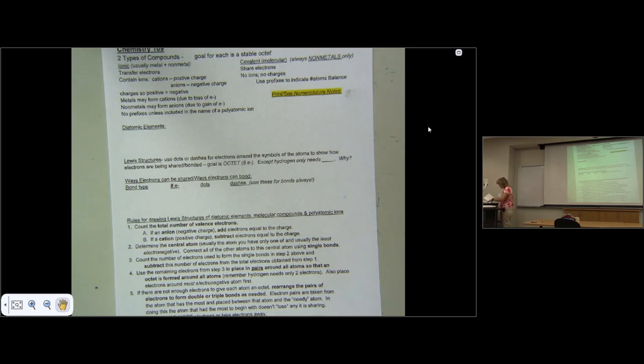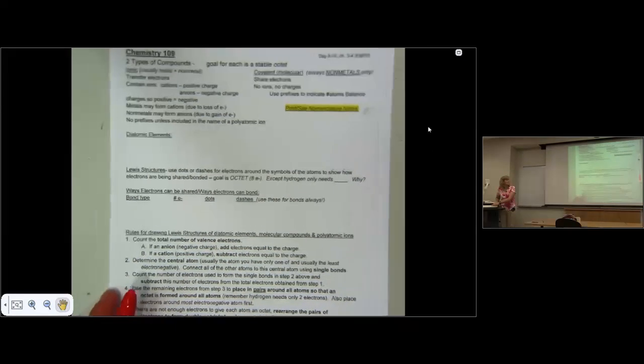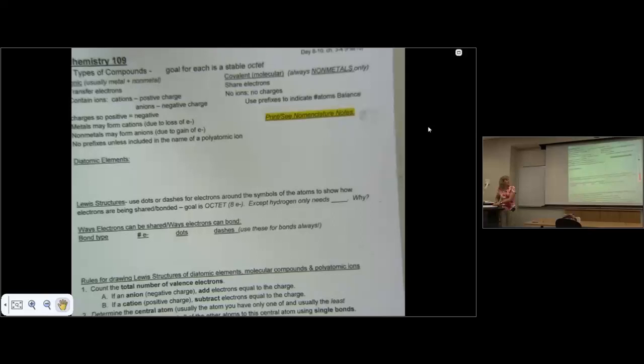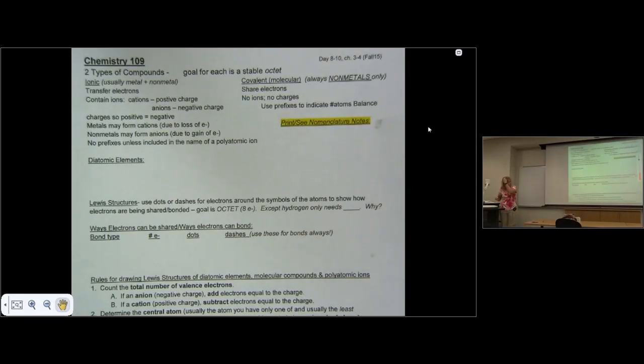And this sheet shows us 2 types of compounds. It's basically what I call the little quick notes sheet for nomenclature. The goal for each is the same, and that is an octet. What is an octet? 8. And specifically 8 what? Who are we talking about? 8 electrons. Okay. So the goal is an octet.